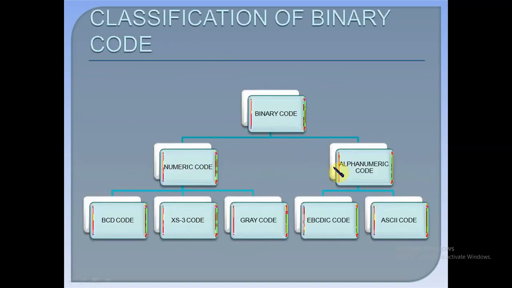Now, classification of binary codes. Binary codes are classified mainly into two parts, numeric code and alphanumeric code. Numeric code is again classified into three different codes: BCD code, XS3 code, and gray code. And alphanumeric code is distributed as EBCDIC code and ASCII code.